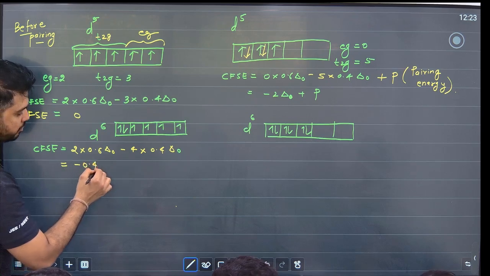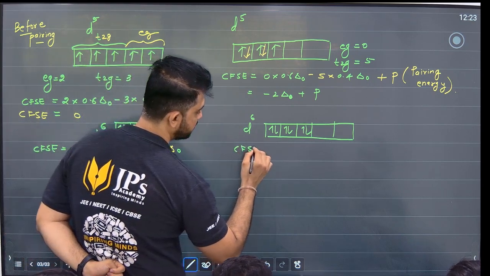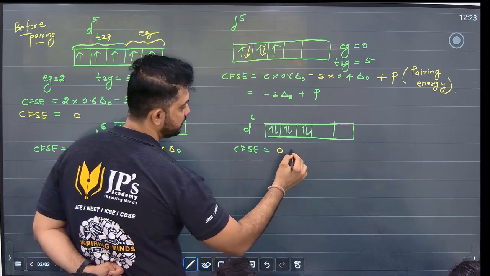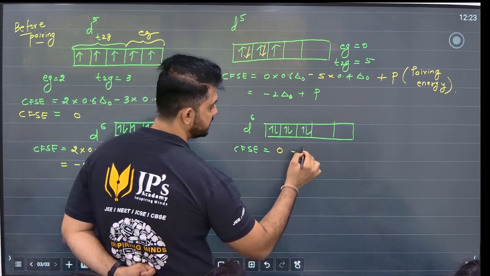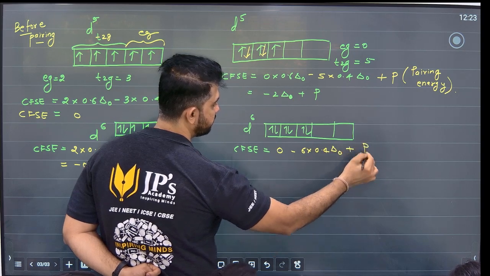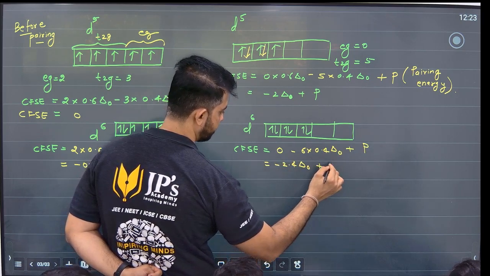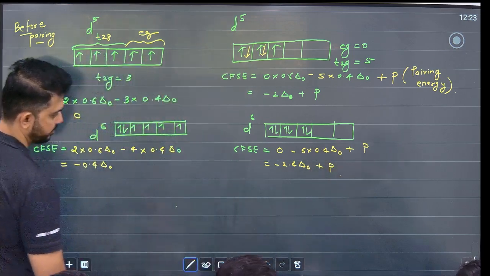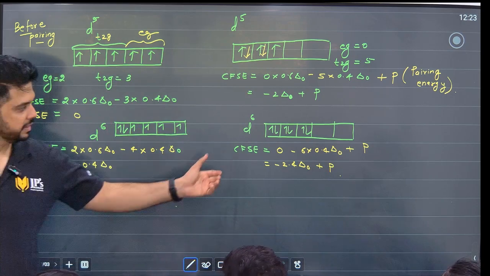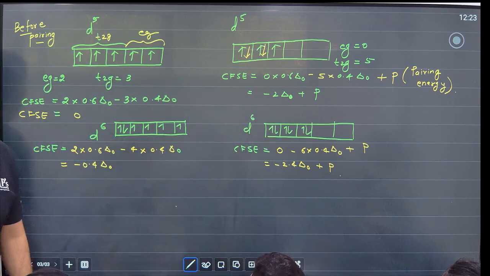Minus 0.4 delta naught. Let's find the CFSE for me over here. Number of electrons in EG, 0, minus number of electrons in T2G, 6 into 0.4 delta naught plus pairing energy. How much is that? And hence under certain conditions, when pairing takes place, it is more stable as compared to when there is no pairing.